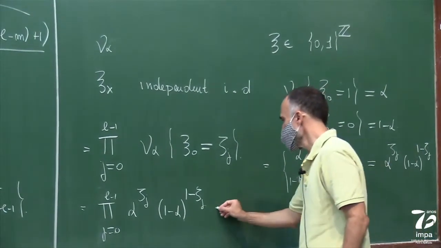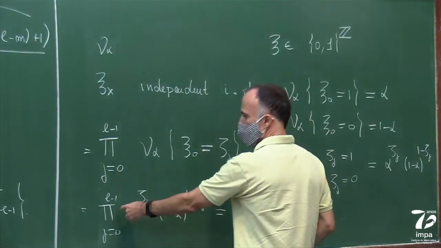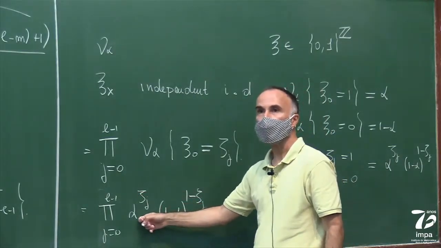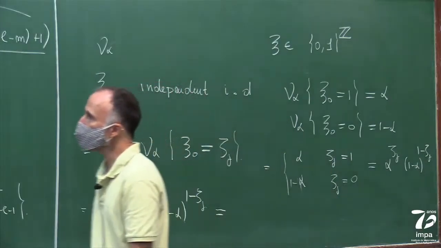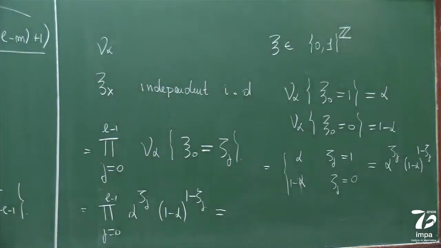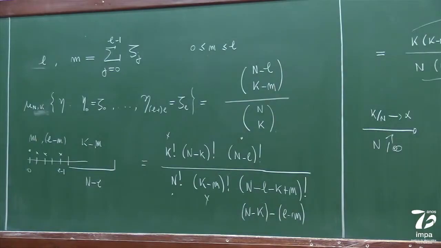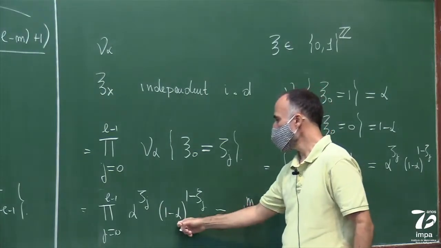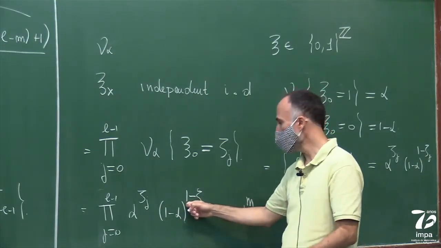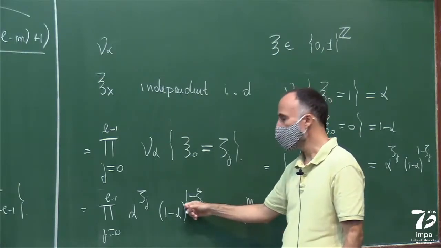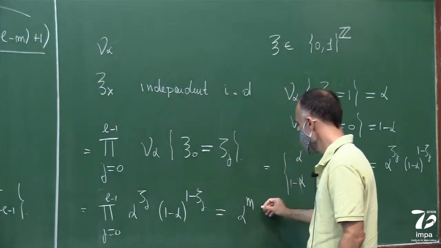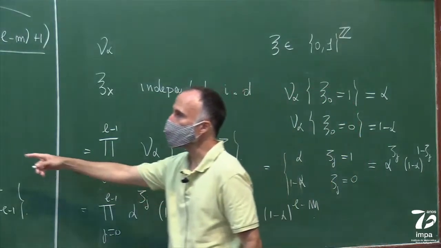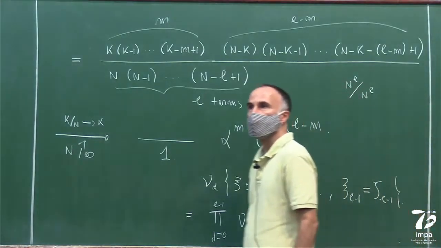And now what do I get? Well, it's a product, so it becomes a sum. And when I sum this expression, I get alpha to the sum of zeta j, but the sum of zeta j is m. So this is alpha to the power m, and 1 minus alpha to the sum of 1 minus zeta j, I get L minus m. So this is exactly what I obtained. Okay?